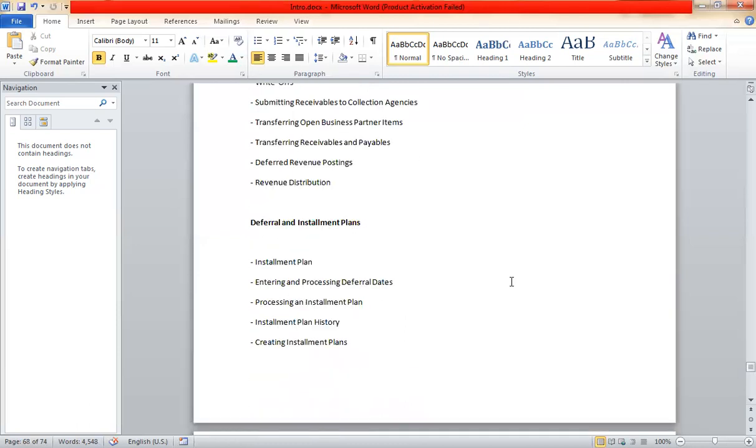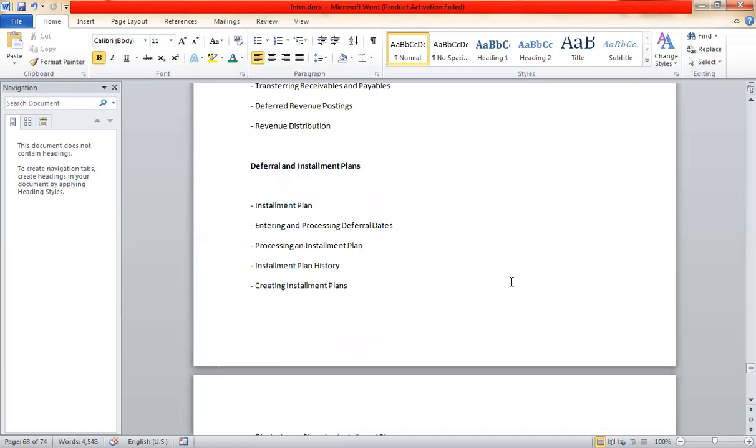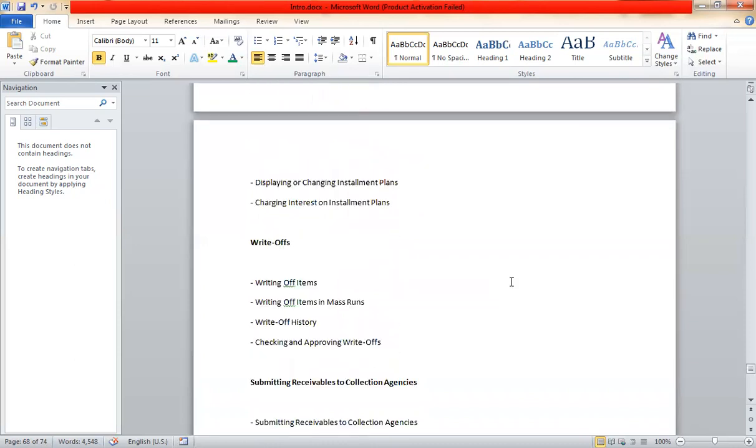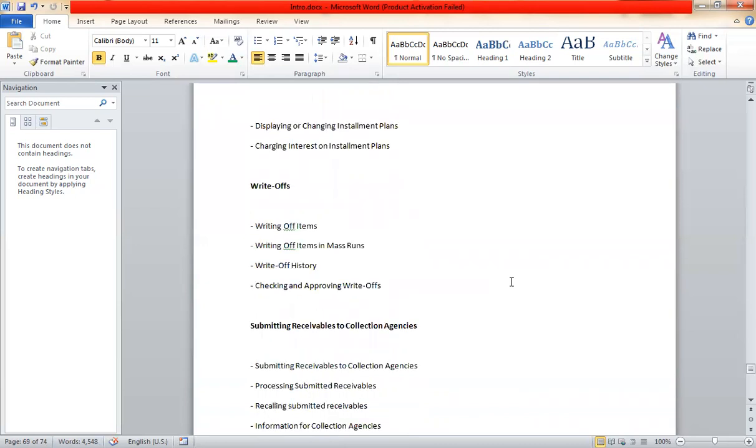So in deferral installment plans, we will be having topics like installment plan, entering and processing deferral dates, processing an installment plan history, then creating installment plans, followed by displaying or changing installment plans, then charging interest on installment plans. In write-offs, we'll be talking about writing off items.